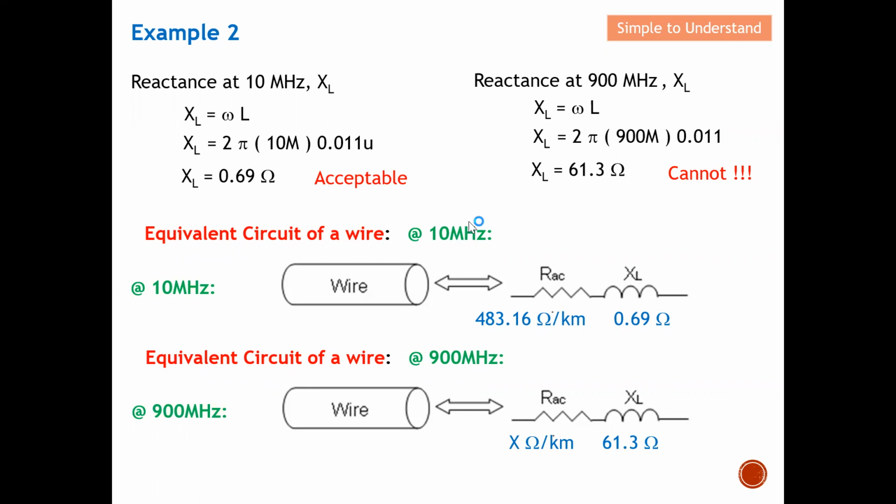For example, at 10 megahertz, you can see that the number is still quite decent, almost close to zero. Therefore, I conclude that this wire with this diameter and length is possible to fulfill as a short circuit at 10 megahertz. However, when the frequency increases to 900 megahertz, I conclude that this number is too large to implement as a short circuit at 900 megahertz.